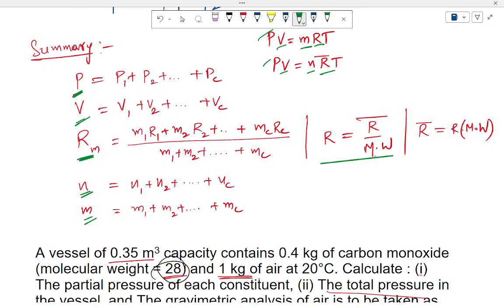We have also seen that the R formula is nothing but R bar by the molecular weight, and the same can be written as R bar equal to R into molecular weight. These are the few things that we have seen in the previous classes. Also, we have seen the concept of the mole fraction and so on. So these concepts we have seen.